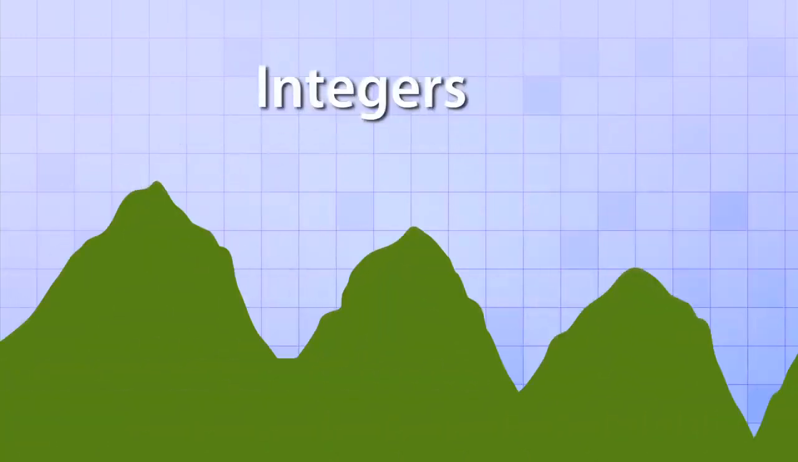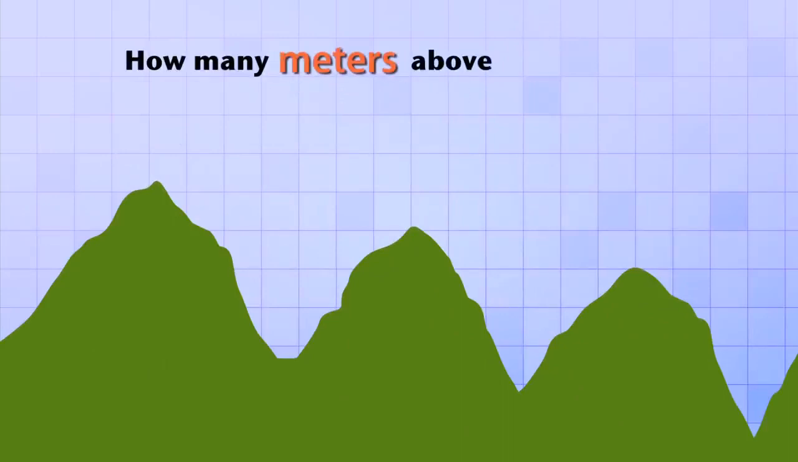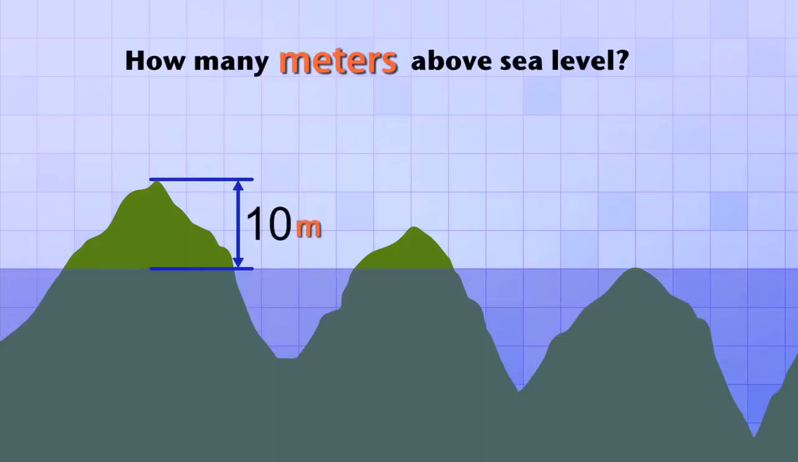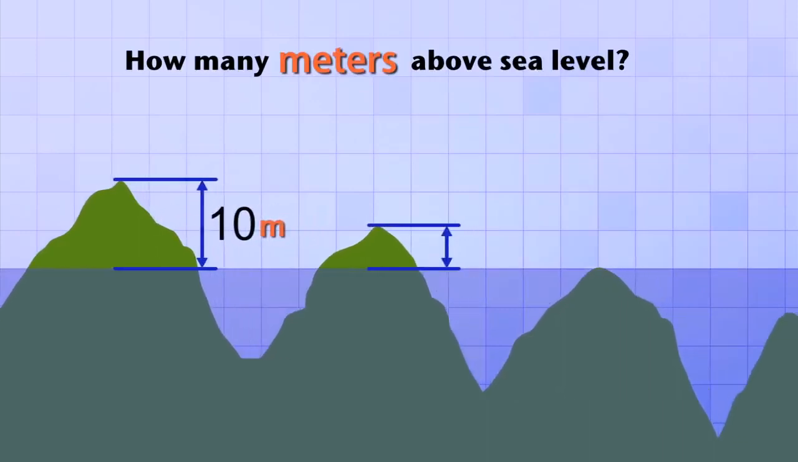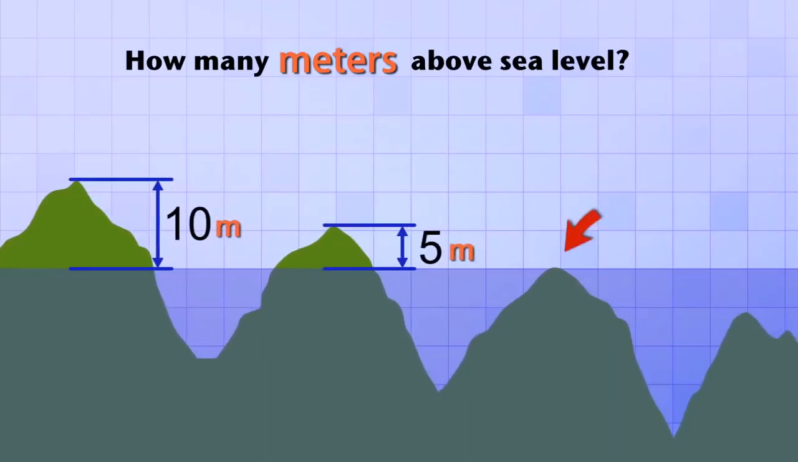Let's say we want to use integers to measure how many meters above sea level small islands are. This island is 10 meters above sea level. This island is only 5 meters above sea level. And this island here happens to be exactly the same height as sea level, so we can use the integer 0 to show how its height compares to sea level.